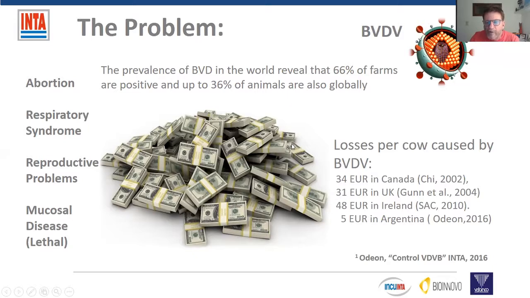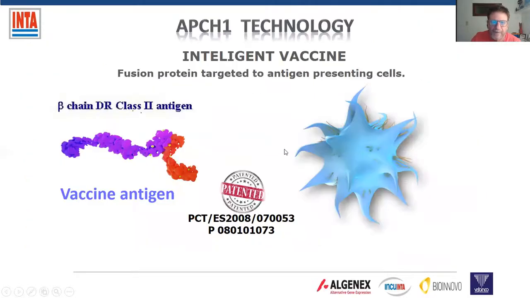When we talk about the losses of the cows caused by BVDV, I can tell you that 34 euros is the loss in Canada, 31 euros in UK, 48 euros in Ireland, and only 5 euros in Argentina. That is not because in Argentina it is not a problem. We have the same problem as the rest of the world. The problem is that our money, the peso, is so devaluated. But the problem is the same in Argentina as in other parts of the world.